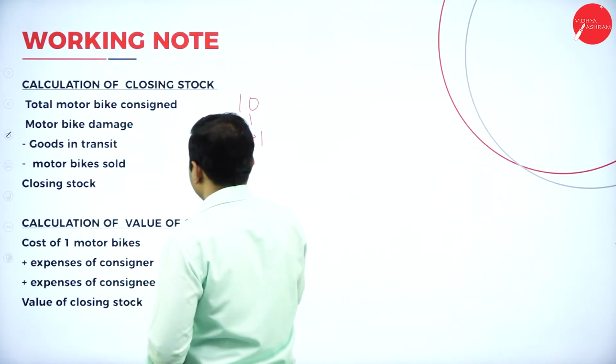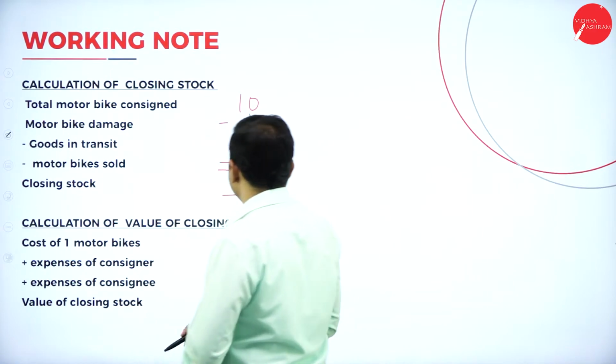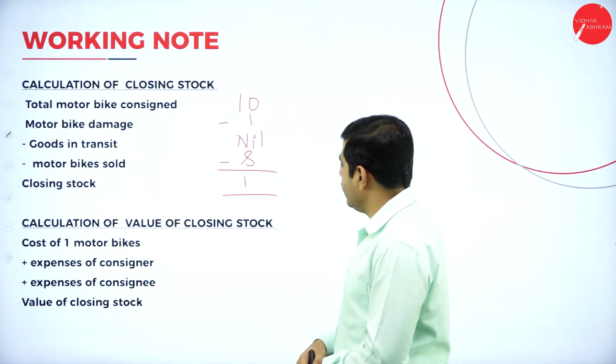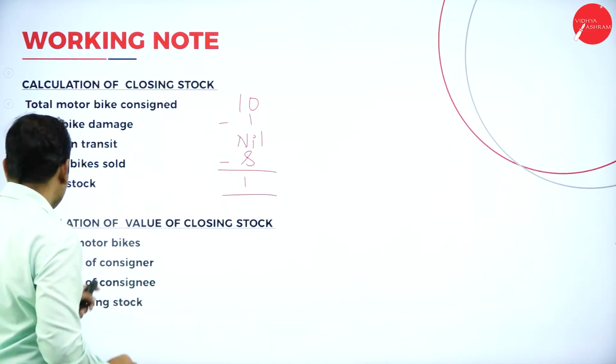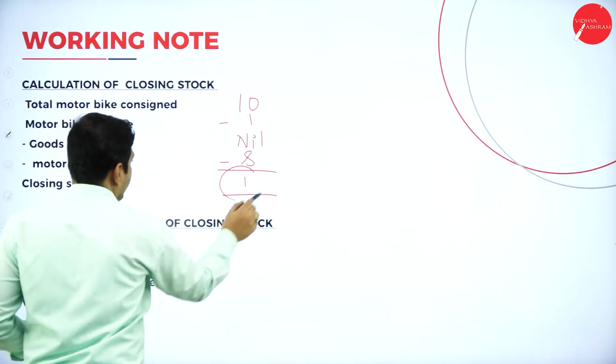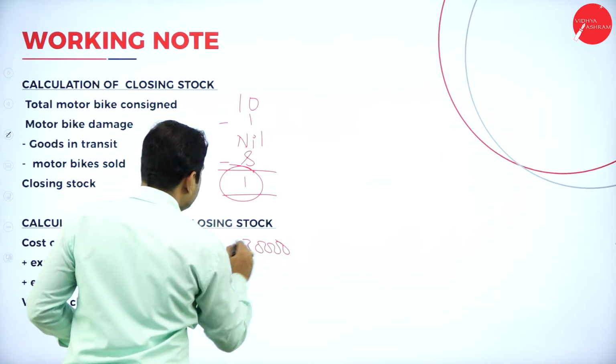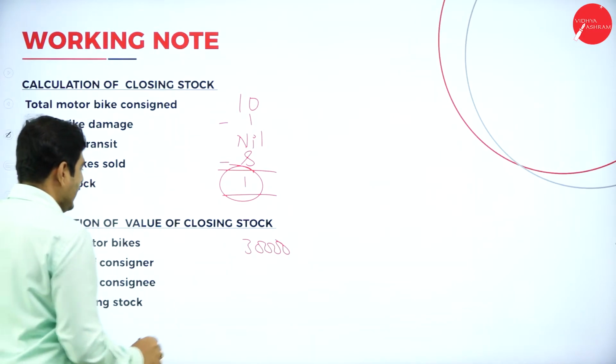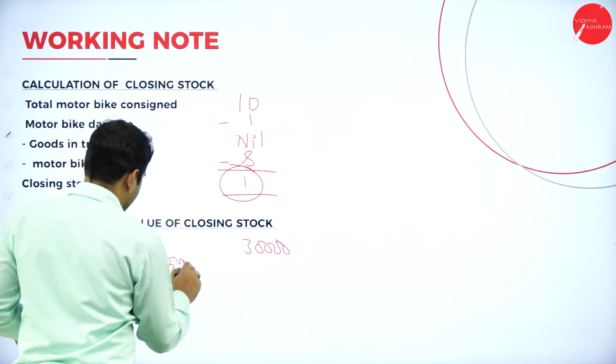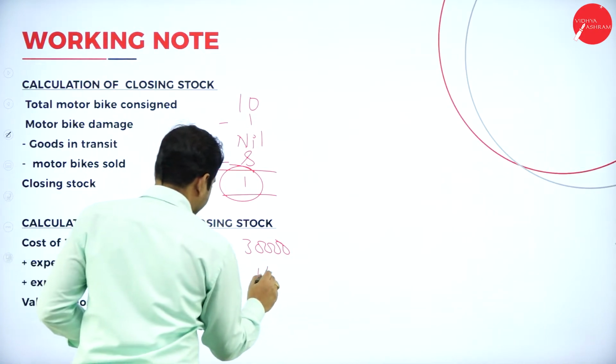8 motorbikes sold. That means 1 motorbike is still in closing stock. Now let's calculate the value of motorbikes. So what is the cost of one motorbike? This is the closing stock value. The cost of one motorbike is 30,000. The expense of consignor is 1,500 divided by 10, which equals 150.